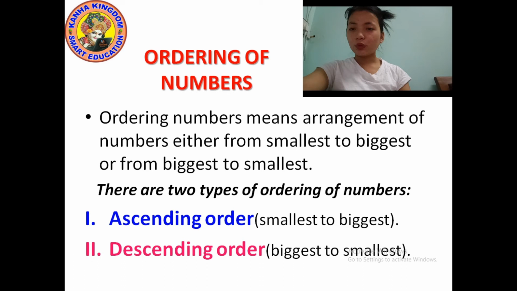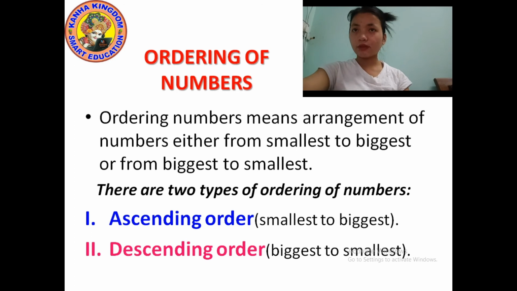There are two types of ordering of numbers. The first one is ascending order. Ascending order means smallest to biggest. The arrangement of numbers from smallest to biggest is called ascending order. And the second type of ordering of numbers is descending order. Descending order means the arrangement of numbers from biggest to smallest.